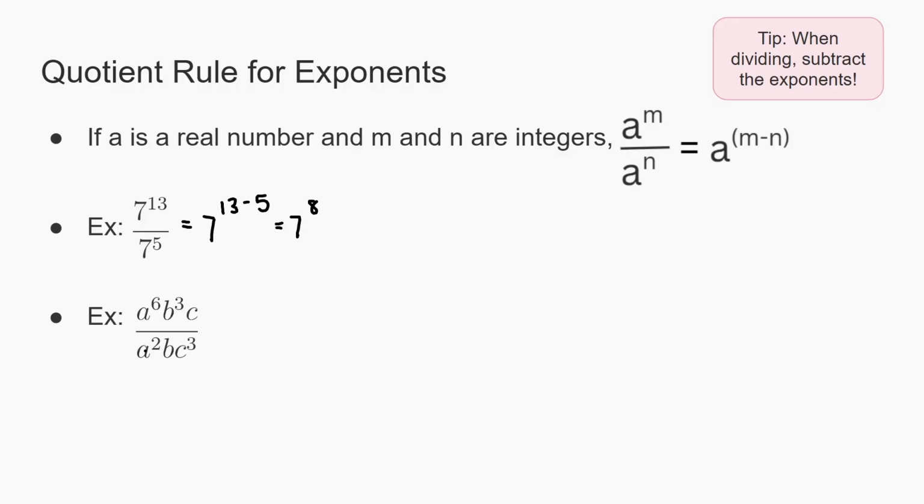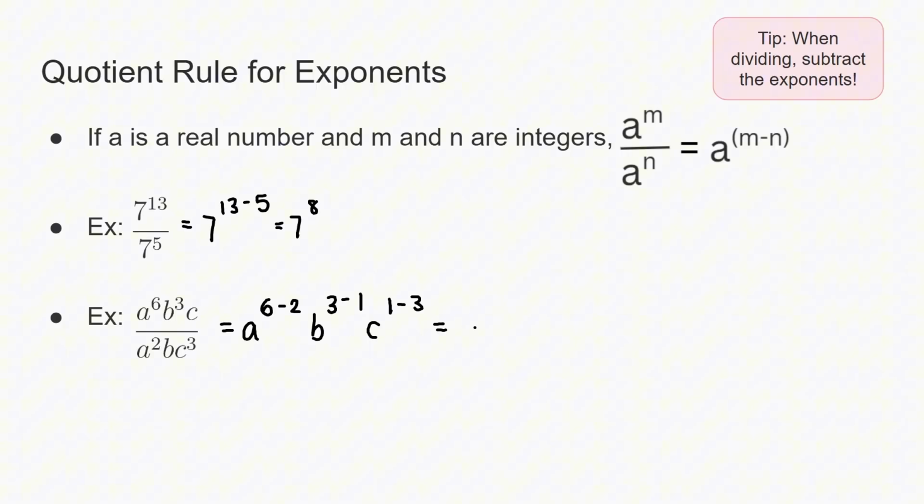What about below? We have a lot of different variables here, but we can do the same thing. We have to remember that we can only cancel stuff out if it's the same base. So let's start. We have A, we have 6 on the top and 2 on the bottom. To know A, we can do 6 minus 2. And now we can look at our B's. For B's, we have 3 on top and 1 on bottom. So B is going to be 3 minus 1. And for C, we have 1 on the top and 3 on the bottom. C is going to be 1 minus 3. We have to remember we're always subtracting the bottom from the top.